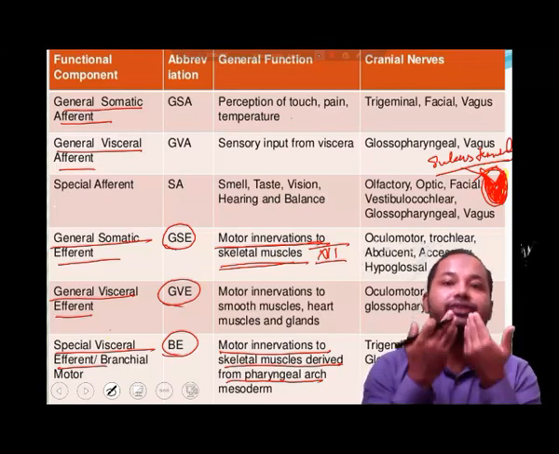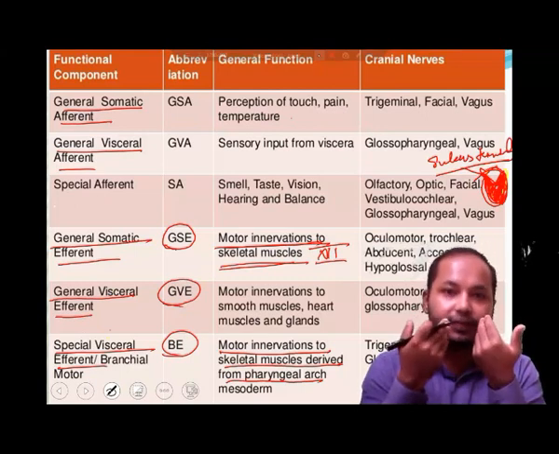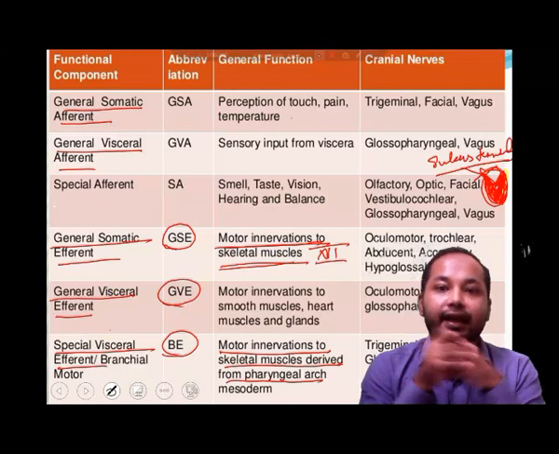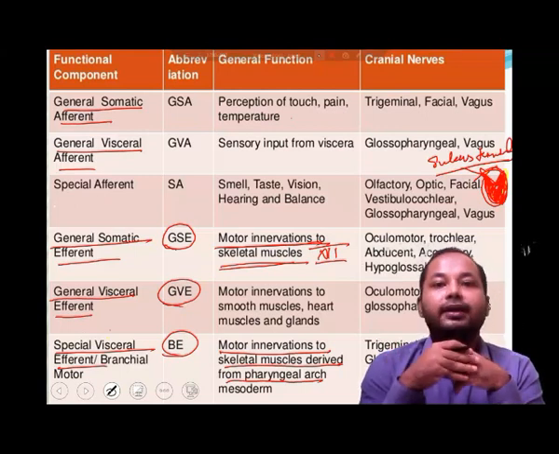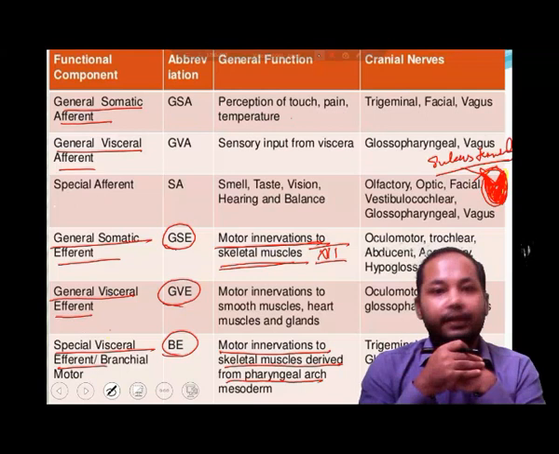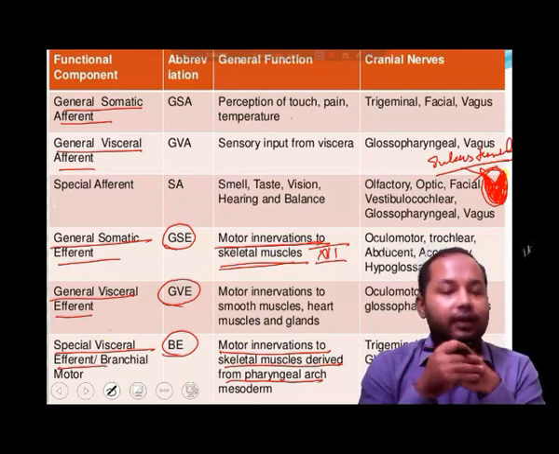So this sensation from the taste, the general sensation, the special sensation about it being derived from the arches, and the special taste sensation has been divided into anterior 2/3 being different, posterior 1/3 and posterior most being different. Okay, you already know. If you do not know, just study about the tongue.